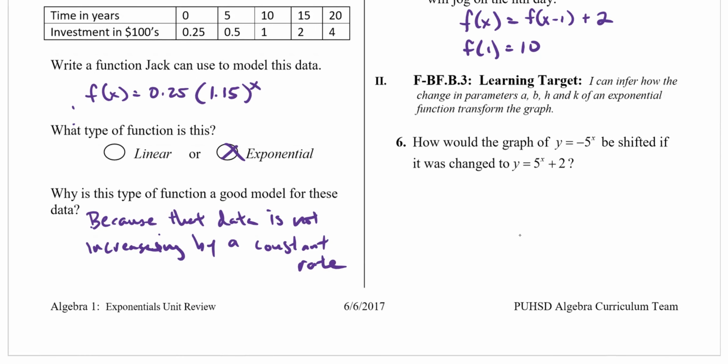Number 6, how would the graph of y equals negative f of x be shifted if it was changed to 5 to the x plus 2? So we started with negative 5 to the x, and we shifted it to positive 5 to the x plus 2. So it's going to do two things. We lost the negative sign. So when we lose the negative sign, or add the negative sign, the graph is going to be reflected over the x-axis. And the second thing is we get this added 2 to the end of it, which is going to shift up 2 units.